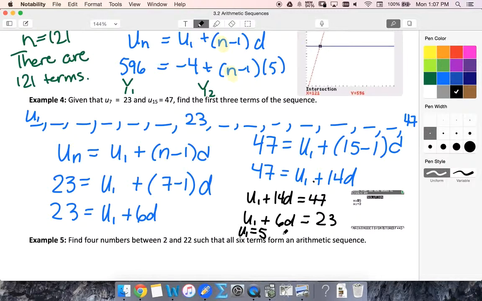Every time I'm adding 3, so that tells me my first term is 5, and then add 3 and get 8, add 3 and get 11. If I want to keep checking, 14, 17, 20, 23. So it looks like I'm on the right track. 5, 8, 11 are the first 3 terms of this sequence.